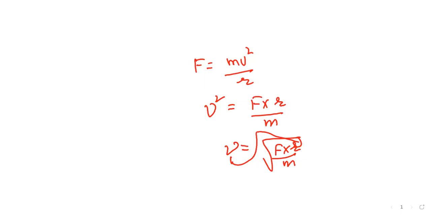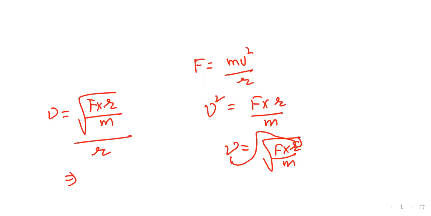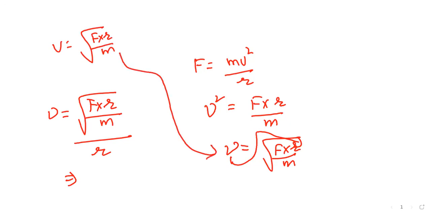We just now derived that. Let me just clear this. We just now found that v equals the square root of F times r upon m, right? Yes. Now let's divide by the radius r. Now v is nothing but the square root of F times r upon m. This is what we just now found. Let me clear and start from the beginning.